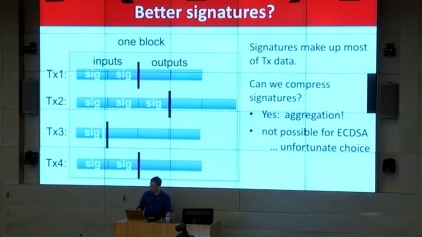Could we somehow aggregate these signatures together? And it turns out the answer is yes. We have signature schemes that allow us to take a bunch of signatures and compress them into a single signature. In fact, this is not possible with ECDSA. This is why I say it's kind of an unfortunate choice that these cryptocurrencies chose ECDSA as the signature scheme.